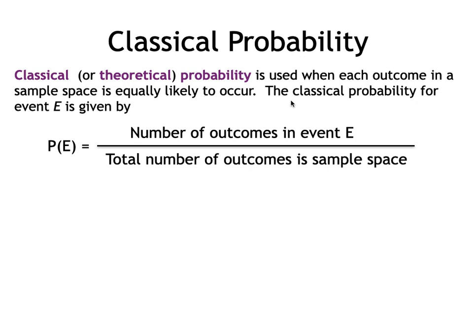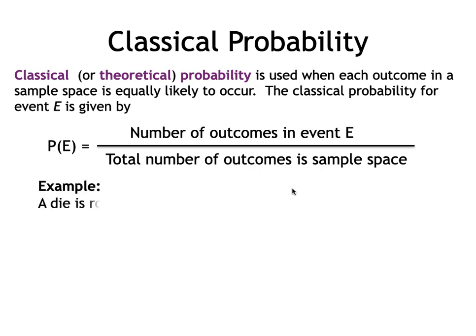And the classical probability for an event E is given by the following notation. So we will make use of this notation to indicate that we are referring to the probability of event E occurring. And the probability that an event E is going to happen is equal to the number of outcomes in event E, or we say the number of successes in event E, and we divide it by the total number of outcomes in the sample space.